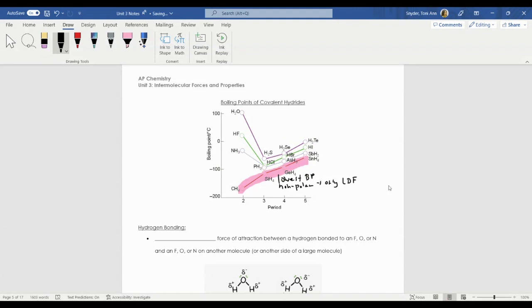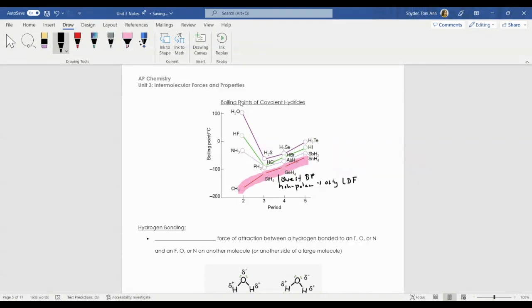Granted, when we start to compare, that's not entirely true, but in this case, we're going to call it true for this particular graph. Only London dispersion forces. And notice that as I add electrons, so silicon has more electrons than carbon, the boiling point will be higher for SiH4 and even higher for germanium because that has more electrons, and then tin has even more electrons than the other ones. However, we start to see some anomalies right here.